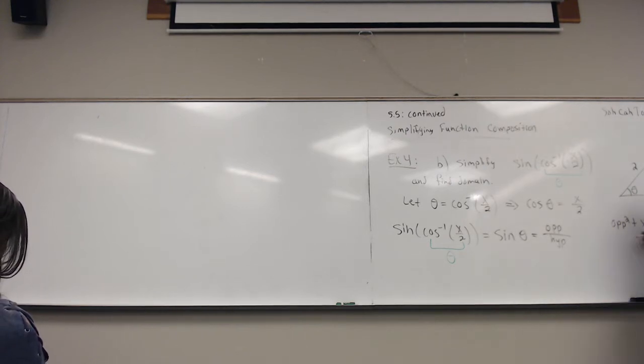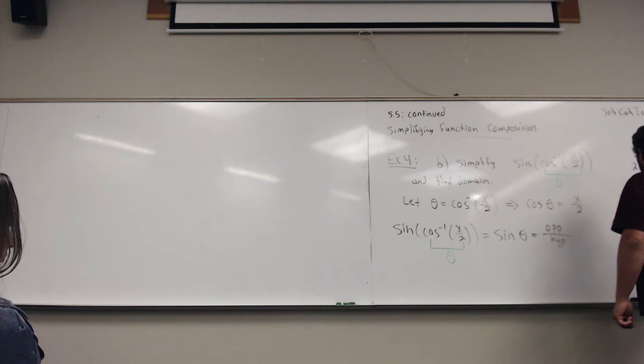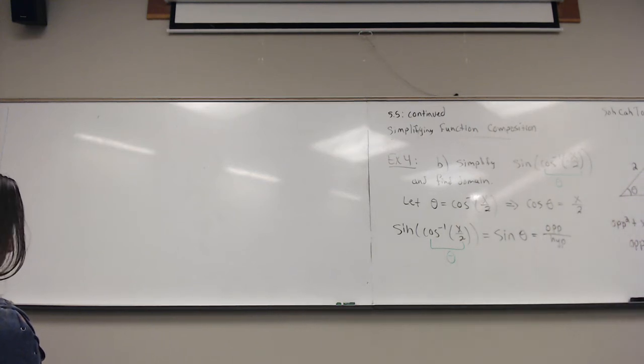And when you finish solving this, what you're going to get is op is going to be the square root of 4 minus x squared. So the 2 squared is 4, we subtract the x squared, and then we take the square root on both sides. And since the opposite side, if we're in a right triangle, is supposed to be a positive quantity, that's why we take the positive square root.